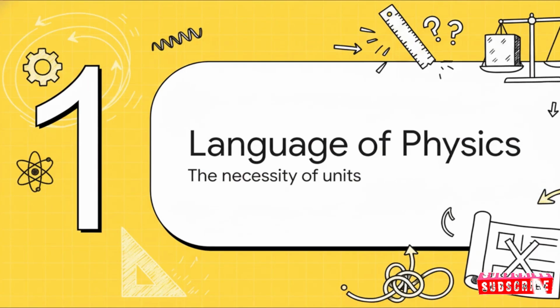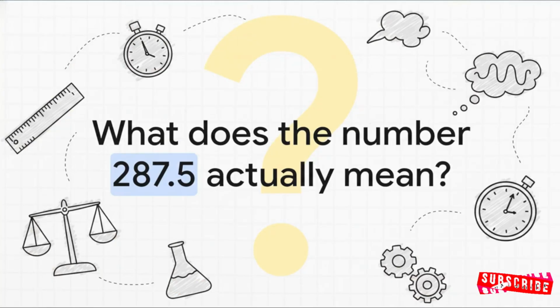All right, part 1, the language of physics. To really understand why this language exists at all, we first have to understand the fundamental necessity of units and the sheer danger of what I like to call naked numbers out in the real world. Let me just ask you something directly. What does the number 287.5 actually mean? Seriously, take a second and think about it. Without any context whatsoever, it is utterly meaningless. It's just math floating in a void.